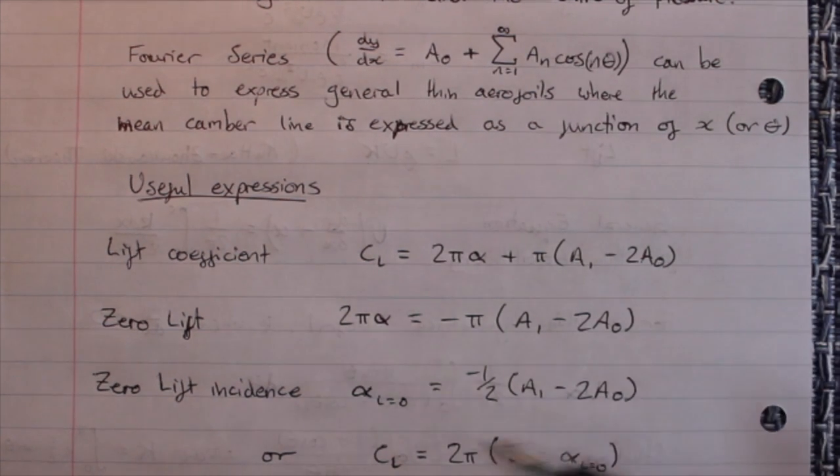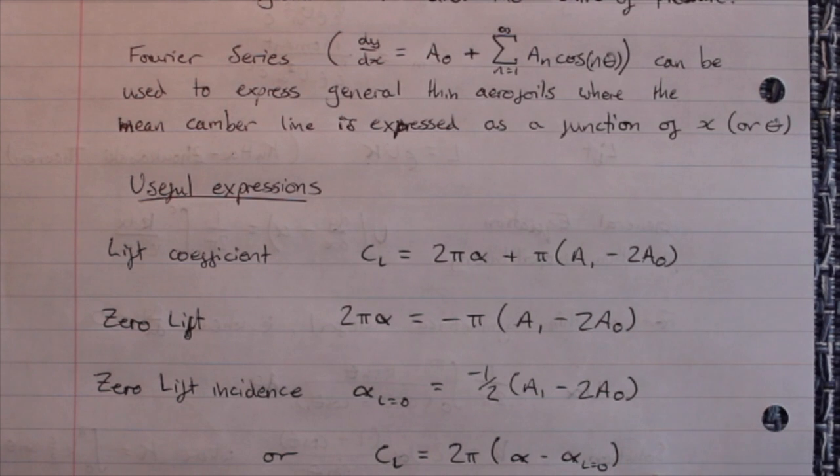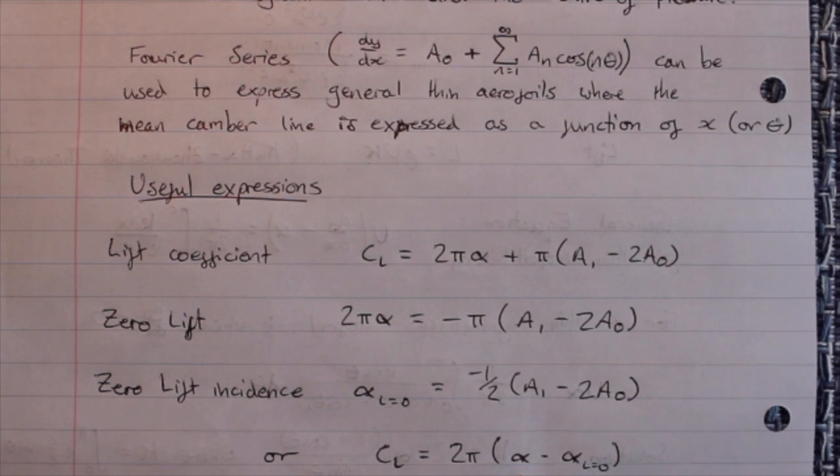All of these equations can essentially be compressed into one down here at the bottom, which is the coefficient of lift is equal to 2 pi times by alpha, which is the overall angle of attack of the airfoil, minus the 0 lift incidence.